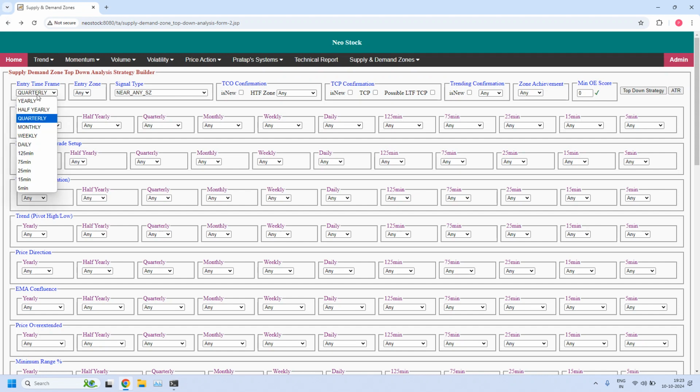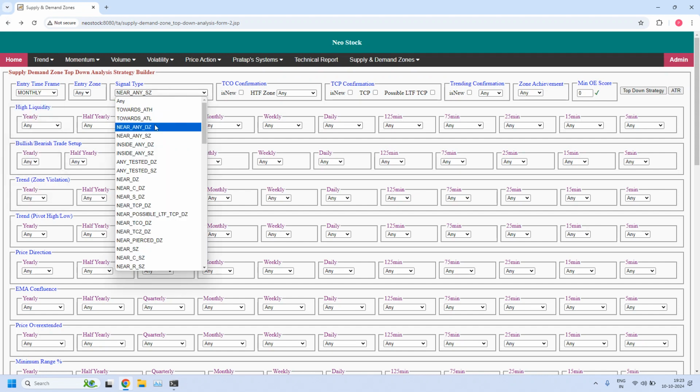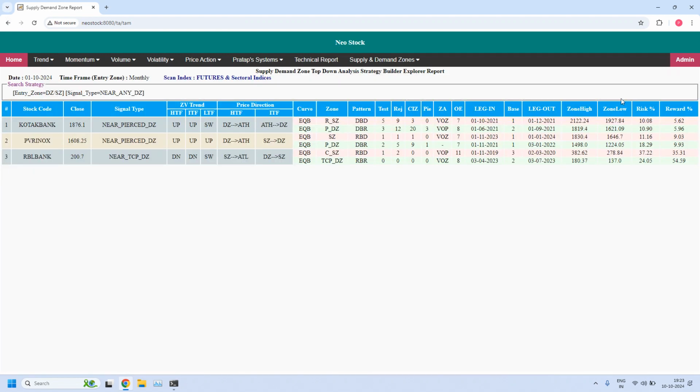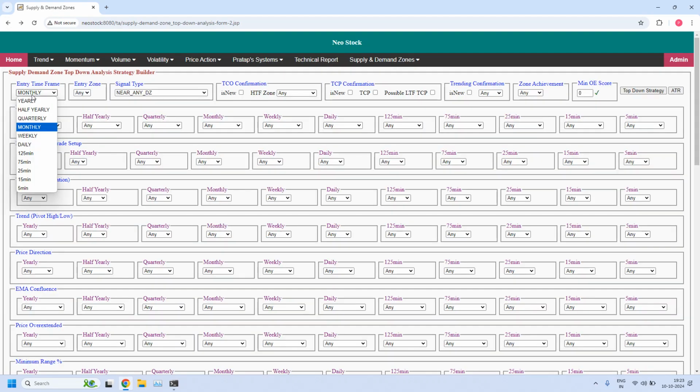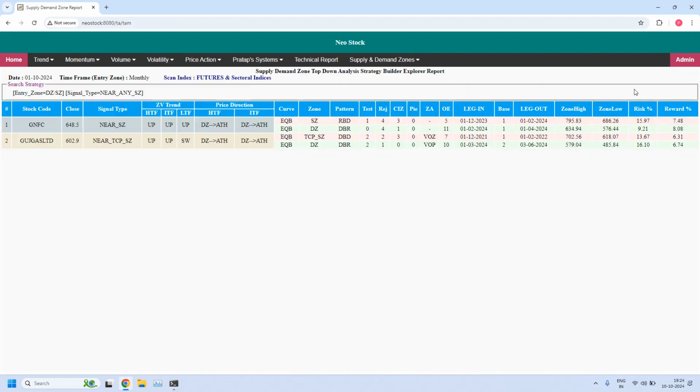Next time frame is monthly. Let us find the stocks near monthly demand zone. 3 stocks are filtered. Next, for monthly time frame, let us find the stocks near monthly supply zone. 2 stocks are filtered.